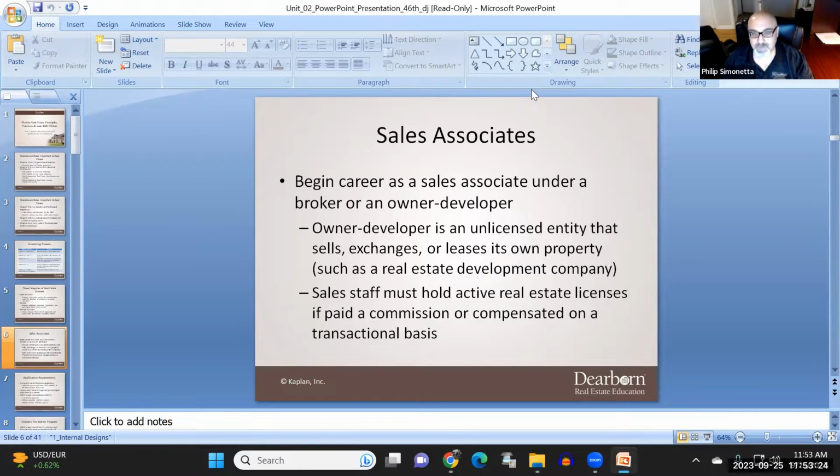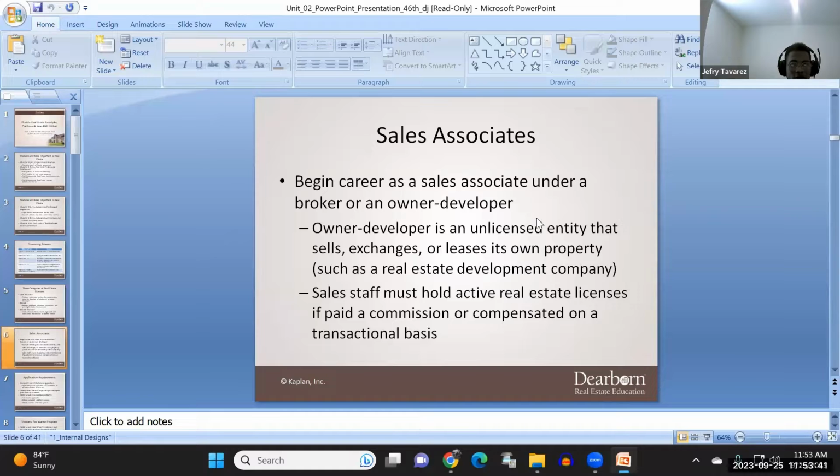So Jeff. If I'm understanding correctly, when a house is being sold by an owner developer, they don't need a real estate agent or license to sell because they're the one on the deed. But does the buyer need a real estate agent? No, doesn't need one.